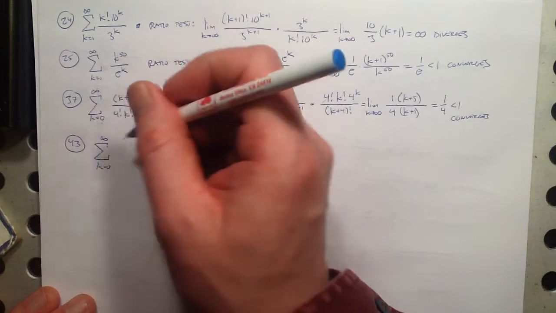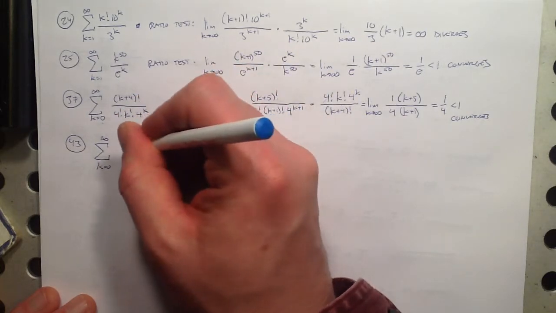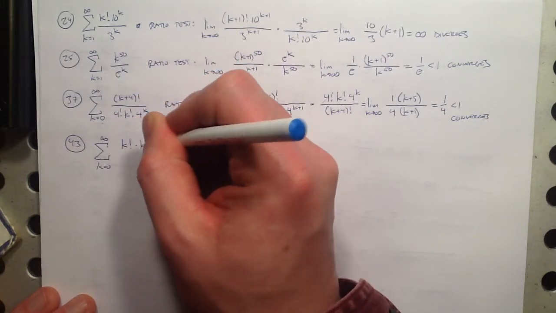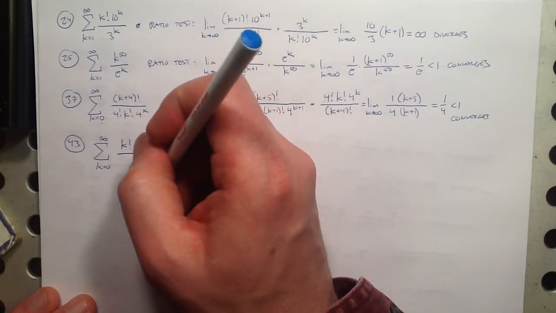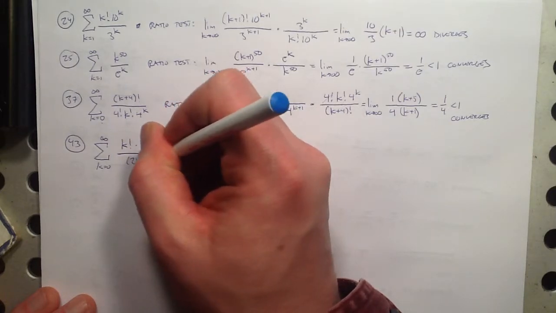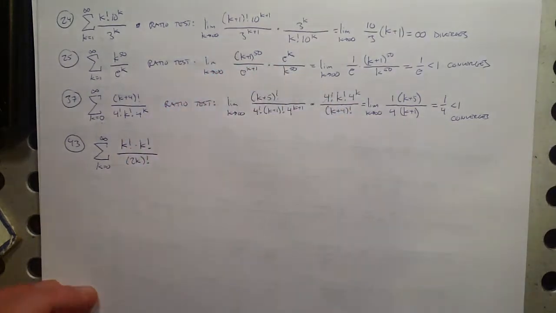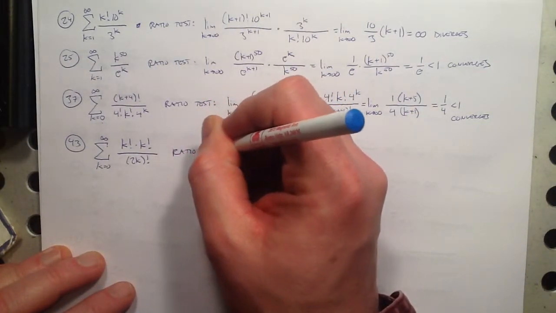k equals 0 to infinity again here. I have k factorial and then that squared, so I'm going to actually write that out as k factorial times k factorial. That's what that means, right? And then at the bottom I have 2k factorial. I need to be careful with that. All right, let's see what our ratio test tells us.